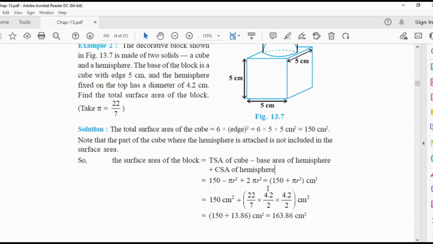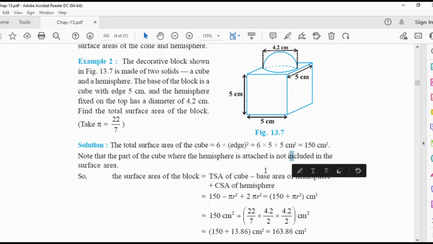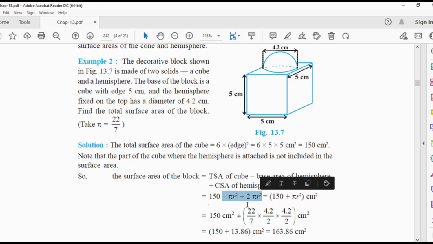Now we use the formulas. Total surface area of the cube, so we have 6a square, that is the formula. So 6 times 5 square we will get 150. Then minus base area of the hemisphere, that is pi r square, we subtract, and then we add the curved surface area of the hemisphere, that is 2 times pi r square. So you look here, minus pi r square plus 2 pi r square. So that is simply 2 pi r square minus pi r square, that is simply 1 pi r square.